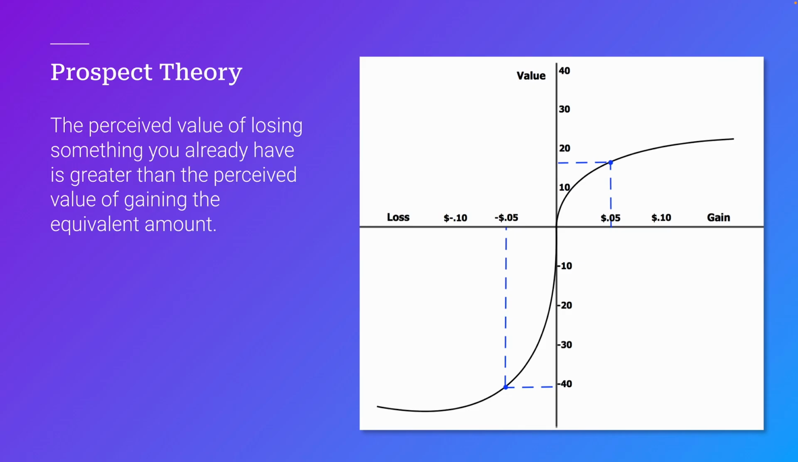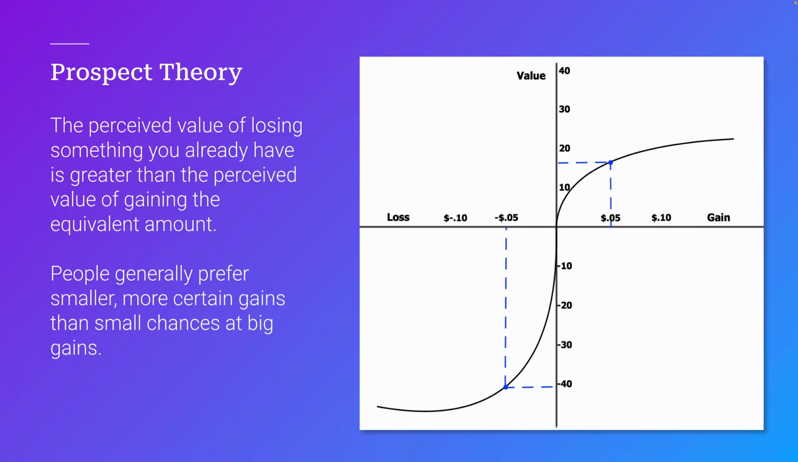In this chart, we show the perceived value on the y-axis. And on the x-axis, to the right, there's a gain, like if you're offered 5 cents. Or on the left, if you were going to lose 5 cents. And what Kahneman and Tversky figured out was that people place much more perceived value on losing 5 cents than gaining it. So that's why it's steeper on the bottom left quadrant going down and not as steep going up in the upper right quadrant. So people generally prefer smaller, more certain gains than small chances at big gains.